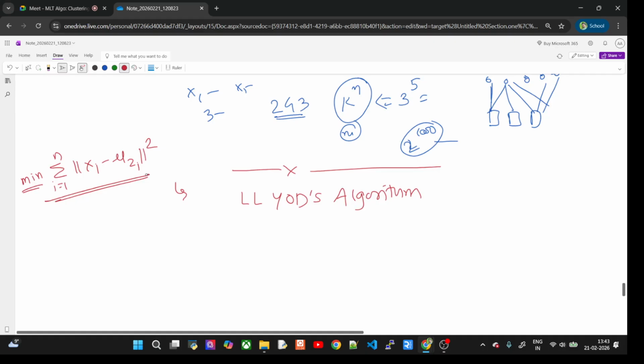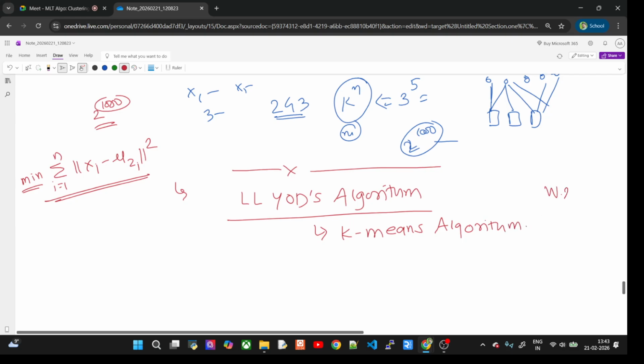And how many equations do you have? 2 raised to n, if it's two clusters with 1000 points, this many combinations are there, and you have to figure out which is the minimum one. That is the NP hard problem. But to solve this NP hard problem, we have an algorithm called Lloyd's algorithm, or it is also called the k-means algorithm. Actually this problem is called the k-means problem. Instead of saying k-means problem, we say k-means algorithm or Lloyd's algorithm.